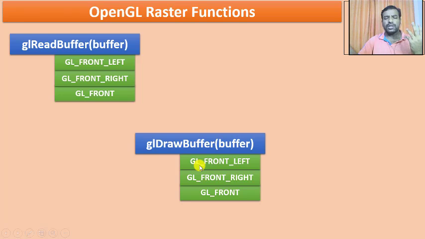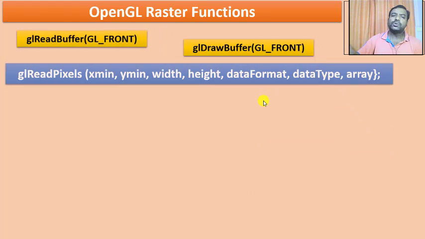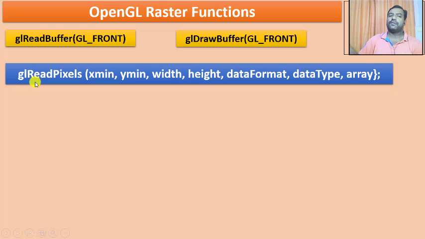By default, we are going to use non-stereoscopic views, and for this case we use GL_FRONT. So the first two OpenGL raster functions allow you to read the pixel information from a block of buffer and draw the pixel information to a block of buffers. With these two functions, for which I'll be using GL_FRONT as a parameter, we have one more raster function, which is called glReadPixels.